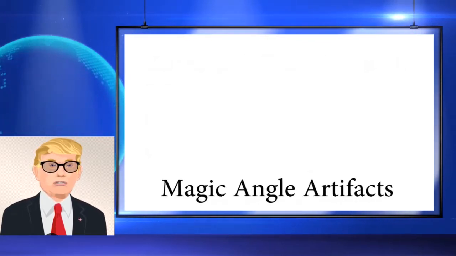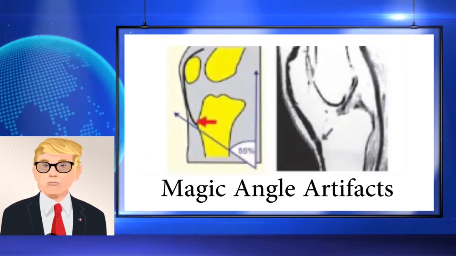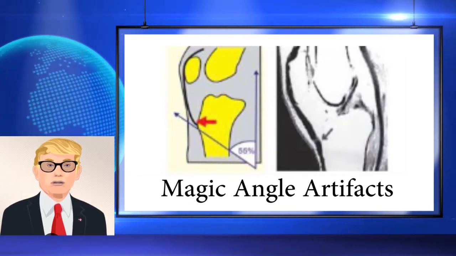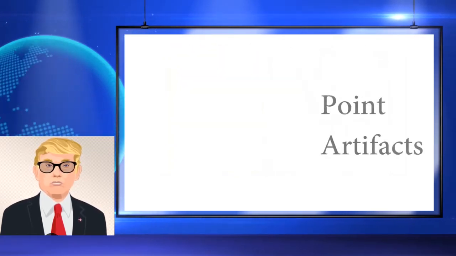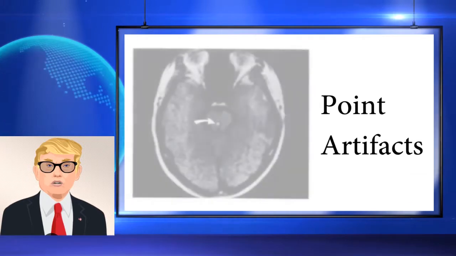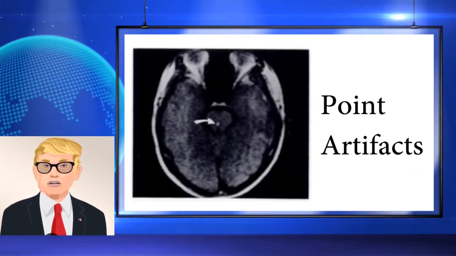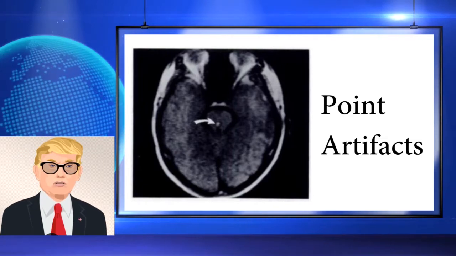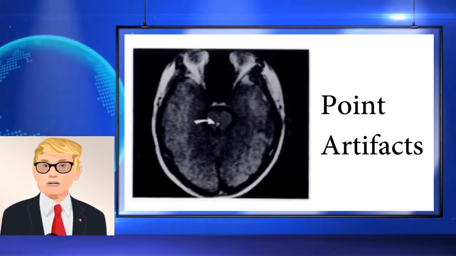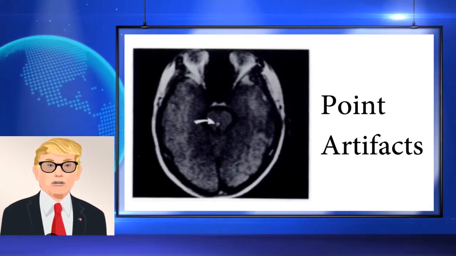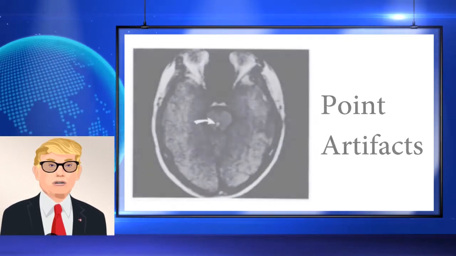Magic angle artifact is seen mostly in tendons and ligaments of the knee joint that are oriented at a magic angle. Point artifact is seen as a bright spot of increased signal intensity in the center of the image. This is caused by a constant offset of DC voltage in the receiver coil, which after Fourier transformation appears as a bright spot in the center of the image.